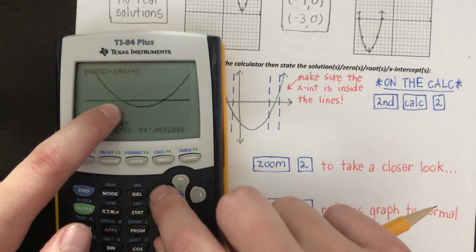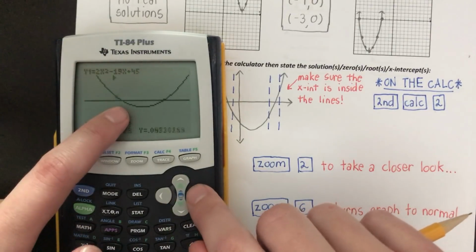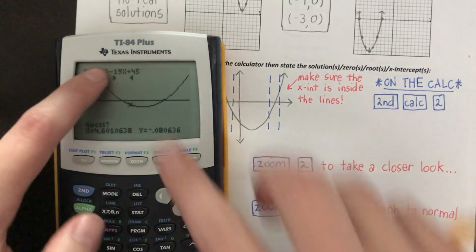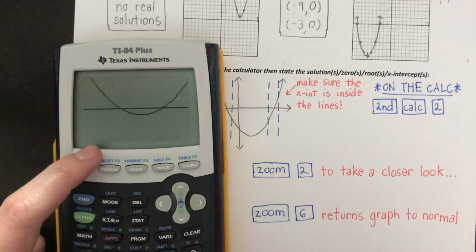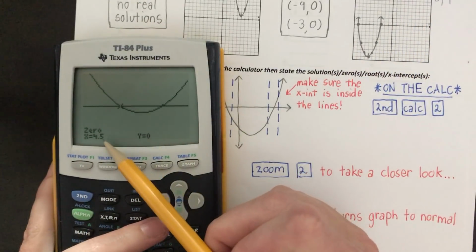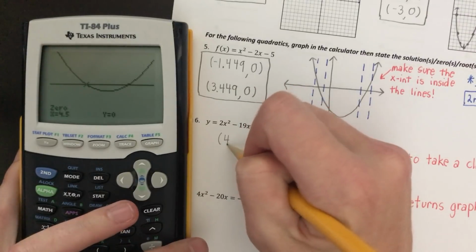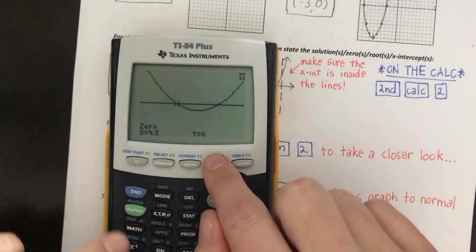Scroll that cursor to the left of the first x-intercept, hit enter. Scroll that cursor to the right of that x-intercept, hit enter. My 0 definitely lies between those two markings. I'm going to hit enter again. And it tells me my 0 is at 4.5, comma 0. So 4.5, comma 0. Let's do that process all over again.